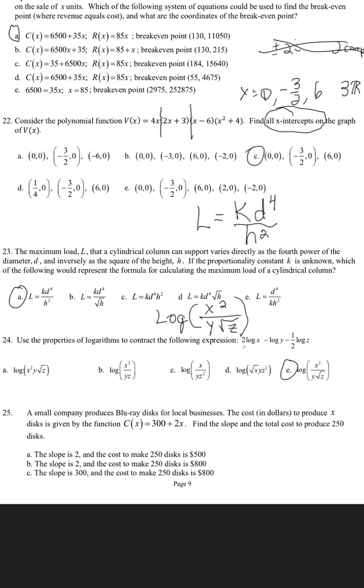Next one, they give you a cost equation. Well, this one's a fairly simple one, I hope. Find the slope and the total cost to produce 250 discs. Well, be careful, the equation is written backwards. The slope is 2, and when I put 250 in for x, I get 500 plus 300 is 800, so the answer is B.